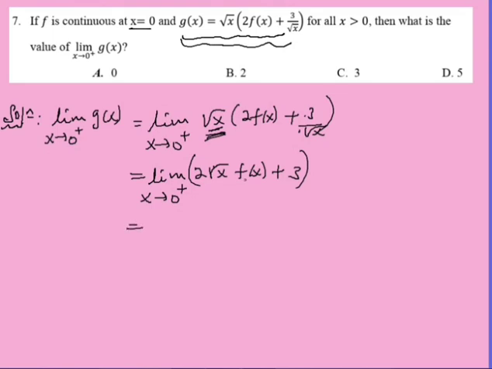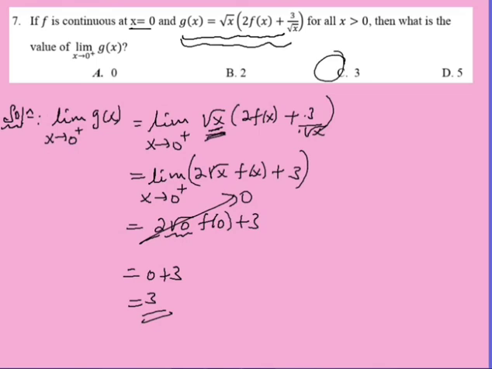Now you can directly substitute 0. 2 times radical 0 times f of 0 plus 3. But radical 0 is 0, therefore the whole thing becomes 0. So 0 plus 3 will be 3. So the limit of this function where f is continuous at 0 is 3.